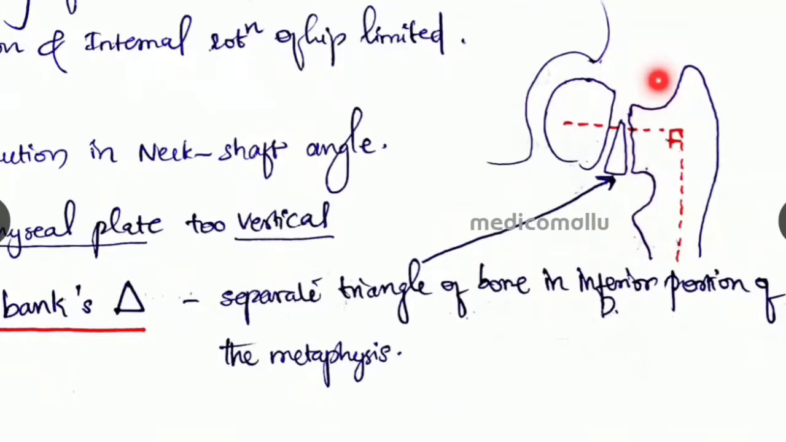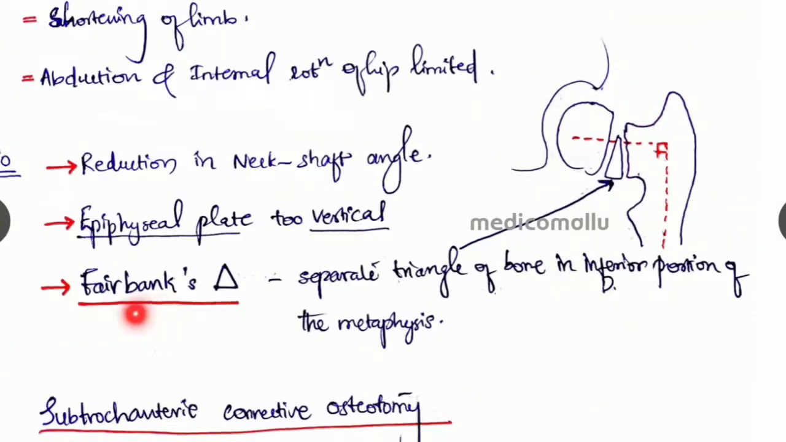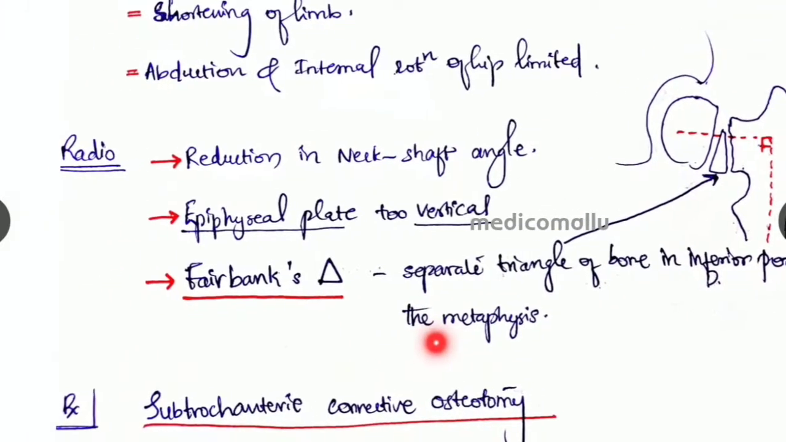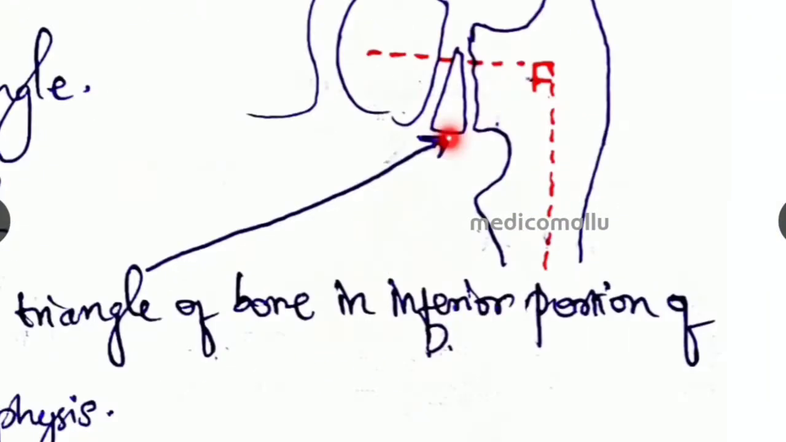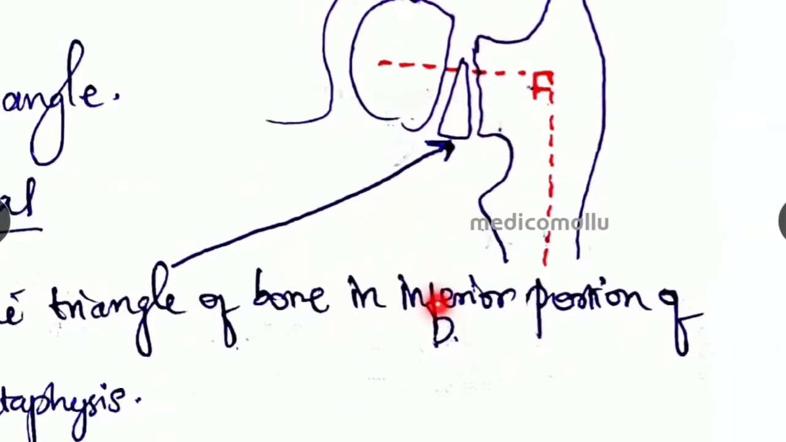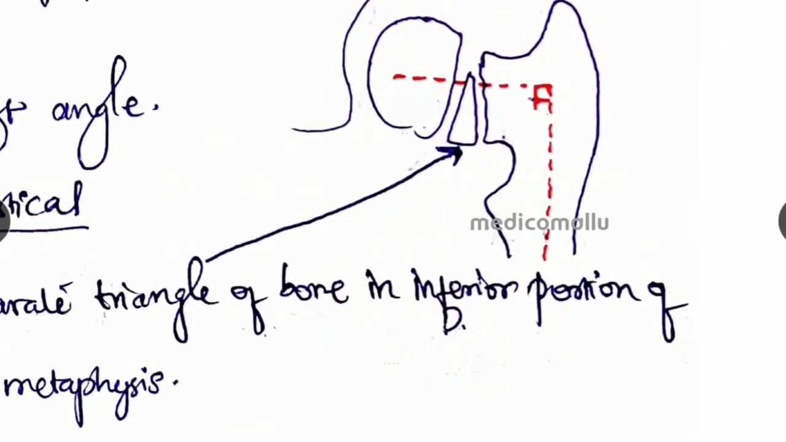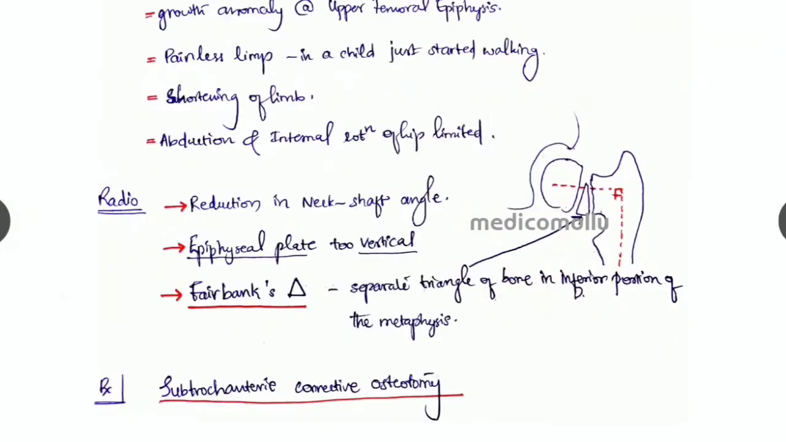It is too vertical. There is one term called the Fairbank triangle. It is a separate triangle of bone in the inferior portion of the metaphysis. This is the Fairbank triangle. This triangle is a pathognomonic feature of this coxa vara deformity, and that is in children especially.